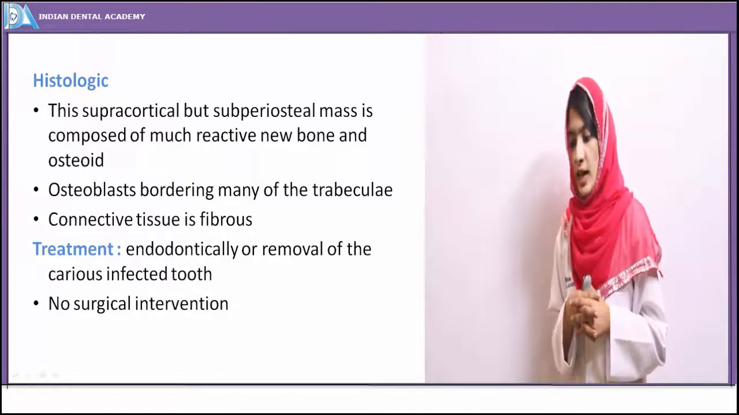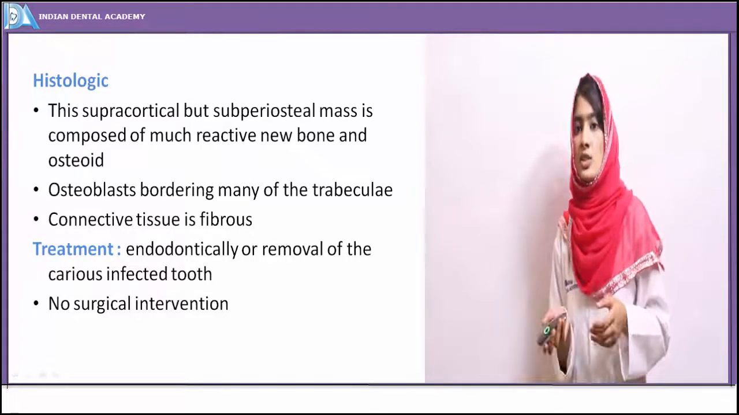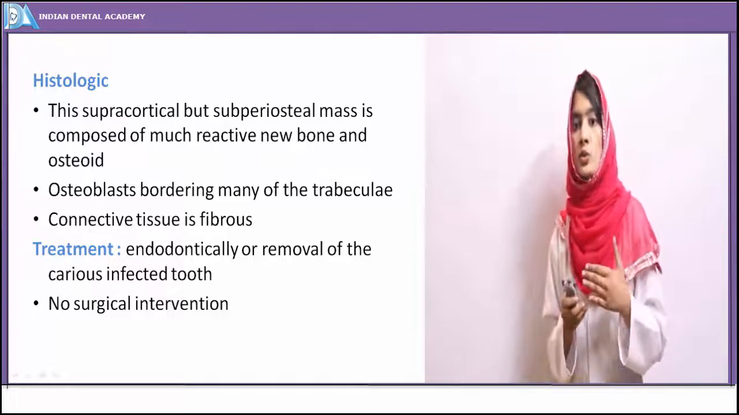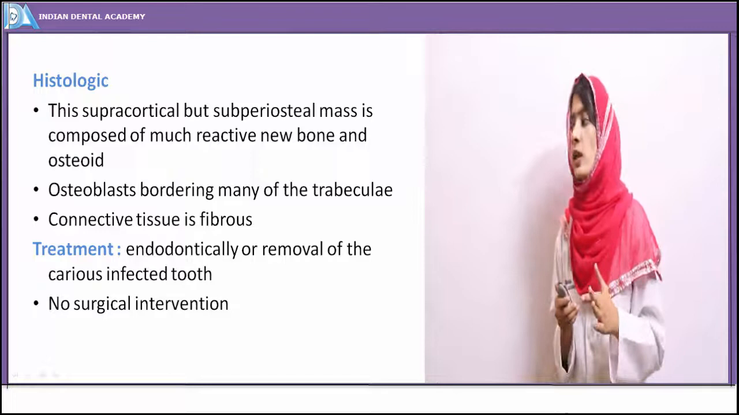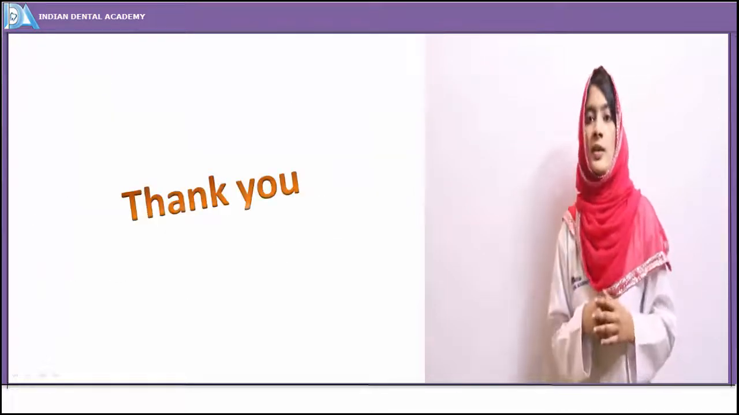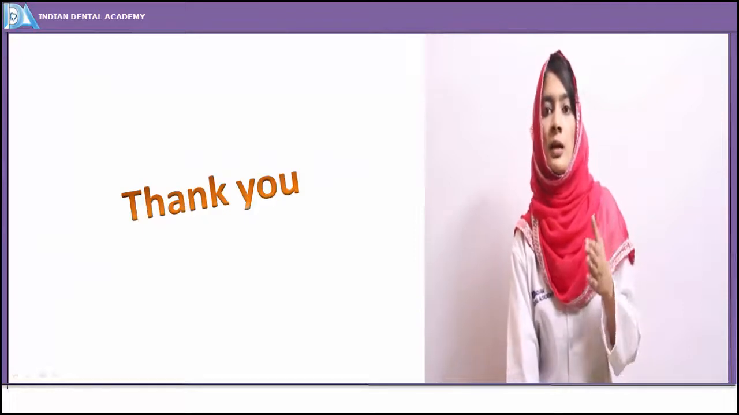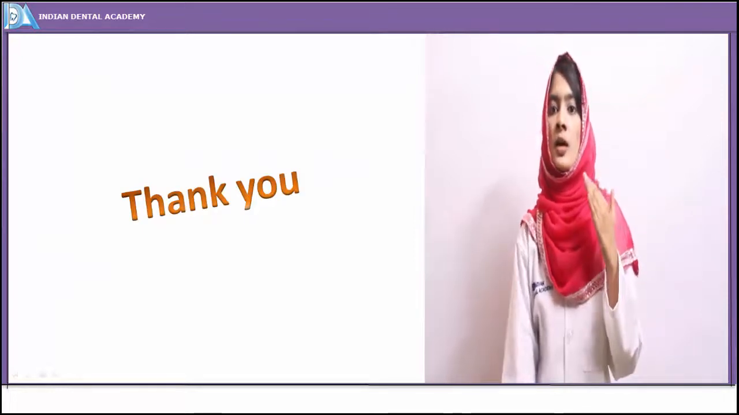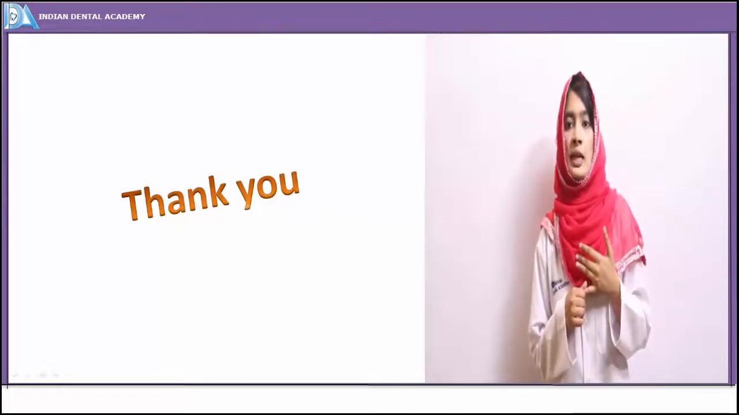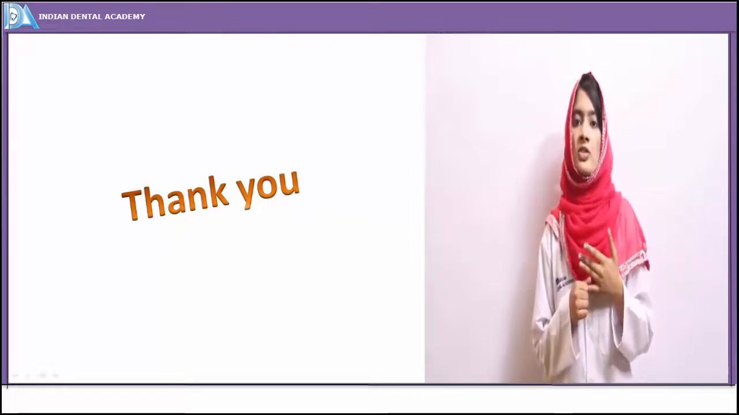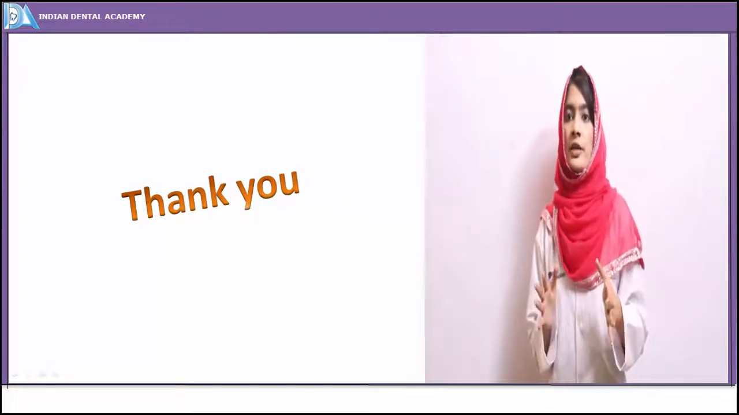So the treatment for this form of osteomyelitis is again endodontic treatment, or surgical excision or extraction of the tooth has to be carried out if endodontic therapy is not possible. And no other treatment may be required other than the endodontic therapy for all forms of chronic apical infections or pulpal infections or periodontal infections. If endodontic therapy is not possible, only then extraction of the tooth is suggested. So we have studied the diseases of pulp and the periradicular tissues.